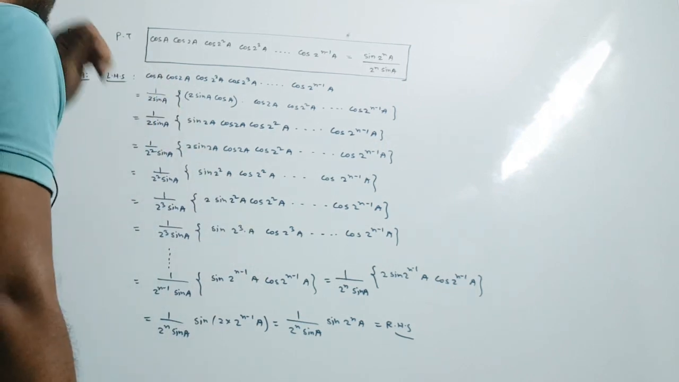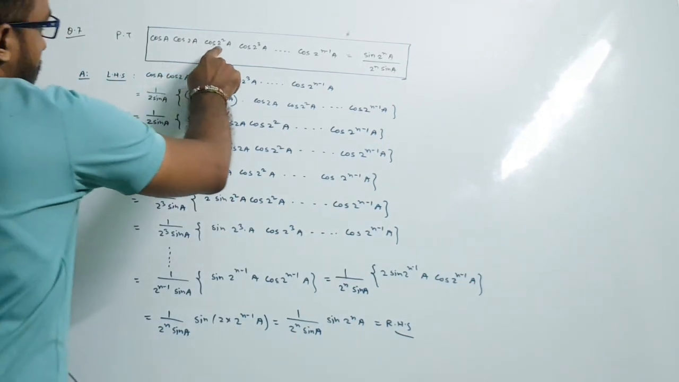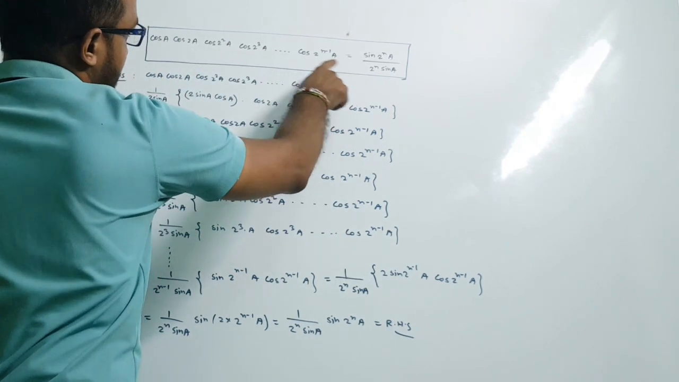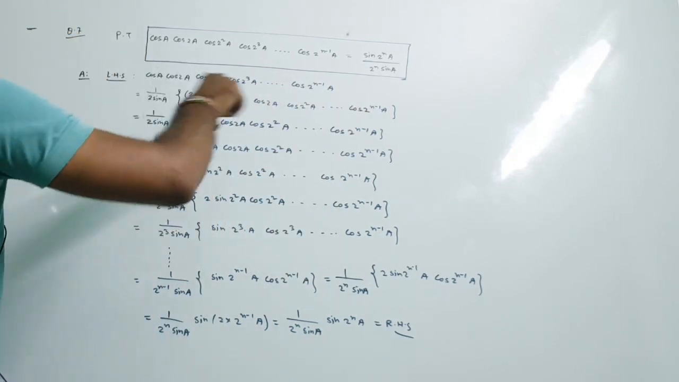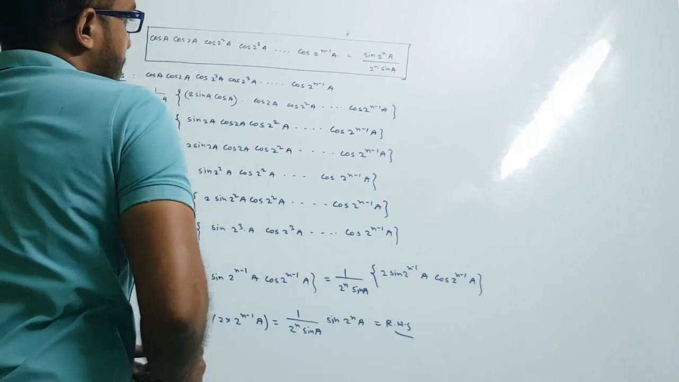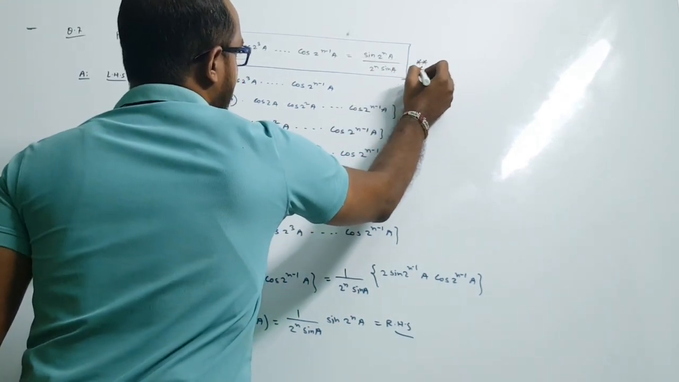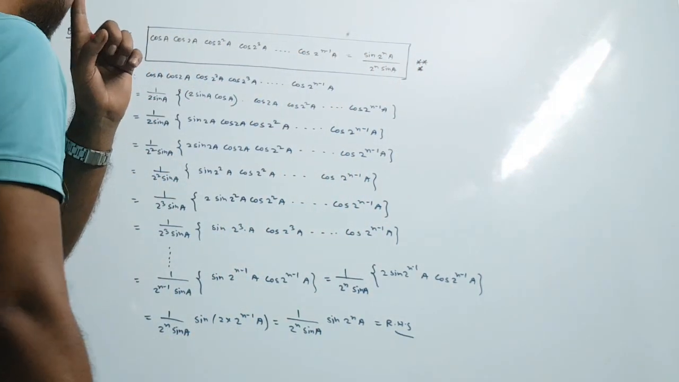Now our next problem is cos A, cos 2A, cos 2 square A, cos 2 cube A, up to cos 2 to the power n minus 1 A. You have to prove that this thing equals sin of 2 to the power n A by 2 to the power n sin A. This is a problem, and you have to remember this as a formula, because by this formula we will solve different types of problems.